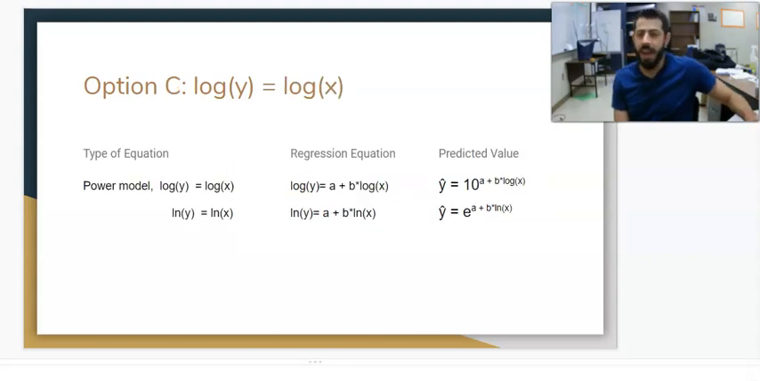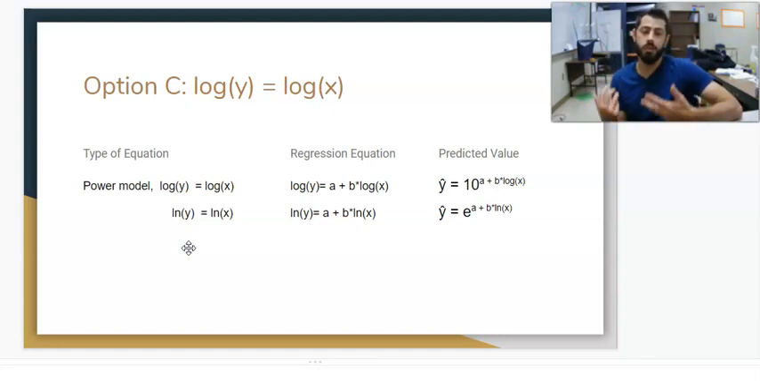Option C is when you have a power model. So that's any exponent, so y equals x to some power that you don't know about. Now, the reason that it looks different here is because we have no way of knowing what that power is going to be. It could be different exponents on either side.